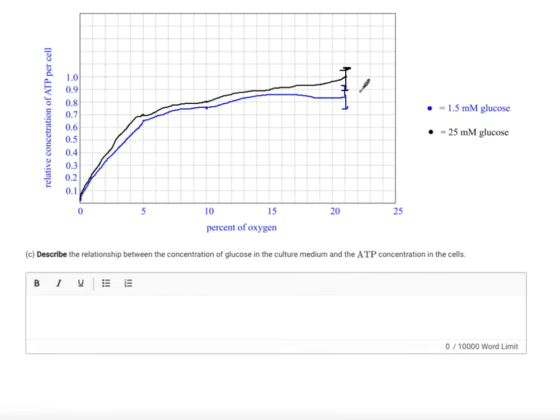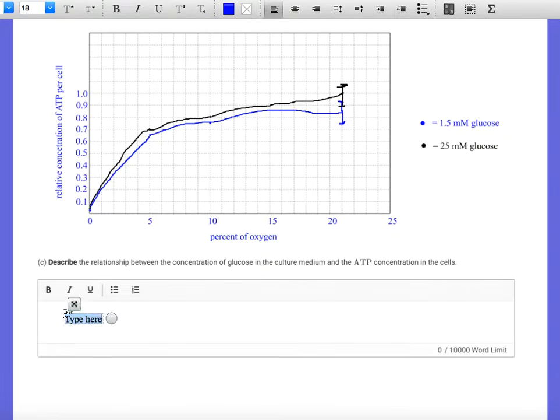But if you had something like that, what you could see is these error bars overlapping, which would mean that there is no significant difference between the concentration of glucose and the ATP concentration. They're just really too close to call. So again, without those error bars, you can't really say any more than small difference or insignificant difference. Basically not a huge impact.